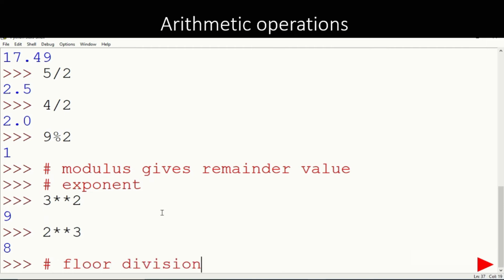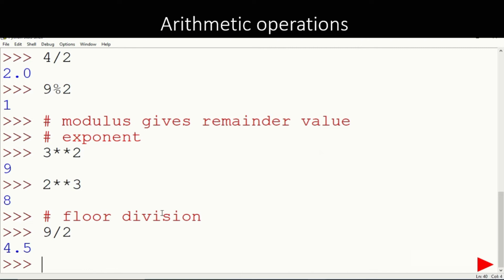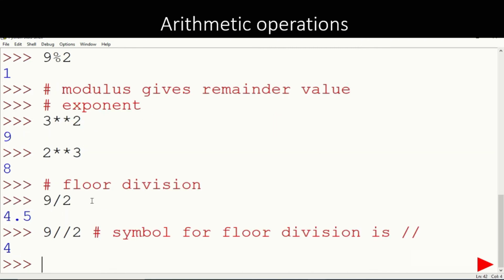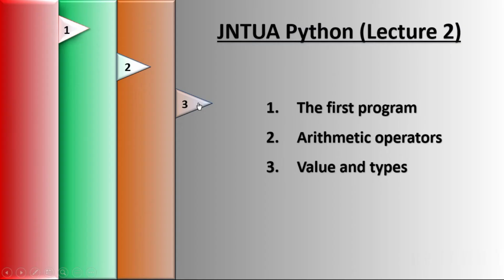Next one is floor division. 9 divided by 2 is 4.5. So 9 floor division 2 is 4. Coming to the third topic, values and types.